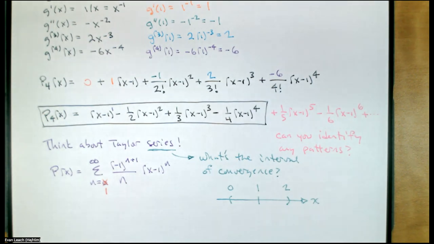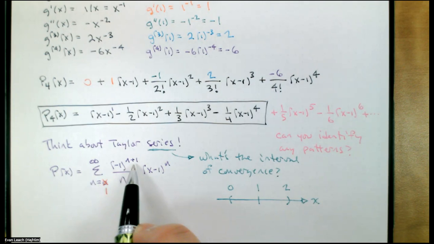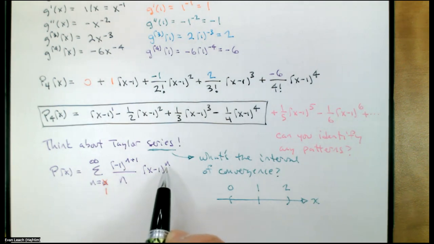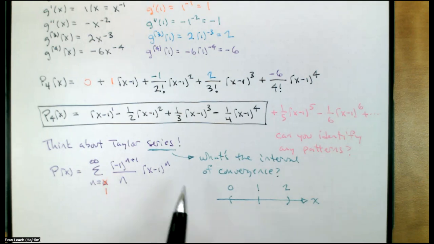At one of the endpoints, we're going to have a 1 over n and a divergence. At the other endpoint, we'll have an alternating 1 over n, which will converge conditionally. So when x is equal to 0, we get a (negative 1) to the n plus 1 times a (negative 1) to the n, or a (negative 1) to the 2n plus 1, and that's odd.